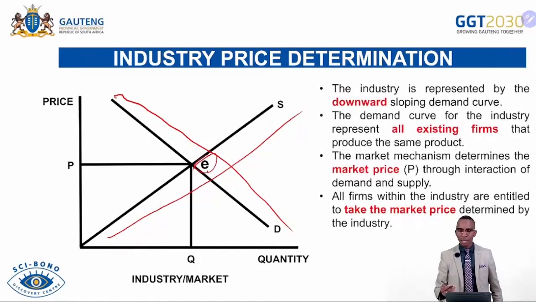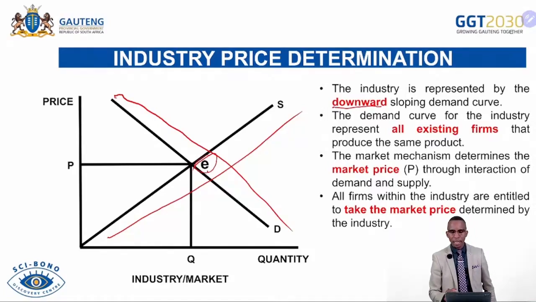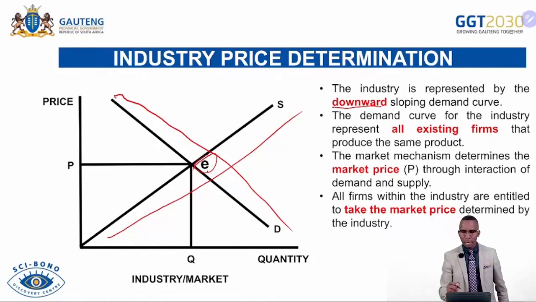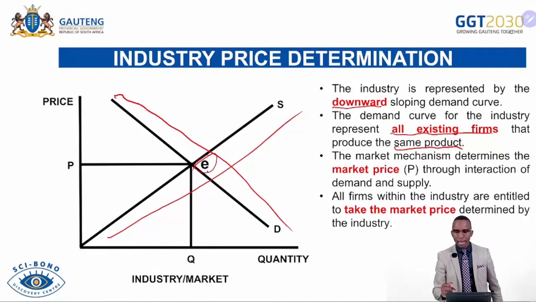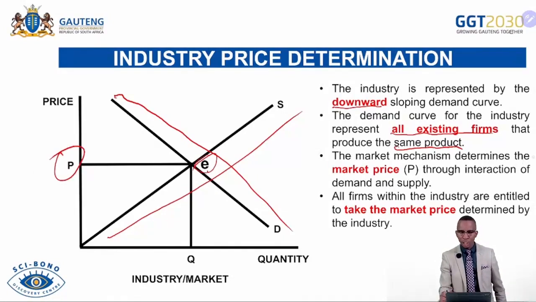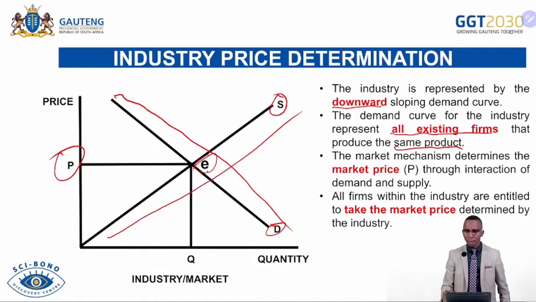So the industry is represented by the downward sloping demand curve. Like I've said, the demand curve for the industry represents all existing firms. This demand curve that is sloping down is for all existing firms that produce the same product. And then the market mechanism determines the price, which is P, through interaction of market forces, which are demand and supply. All firms within the industry are entitled to take the market price determined by the industry, meaning if the price is P, the firm will be selling at P.